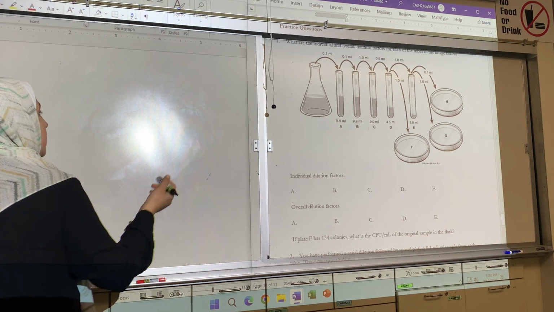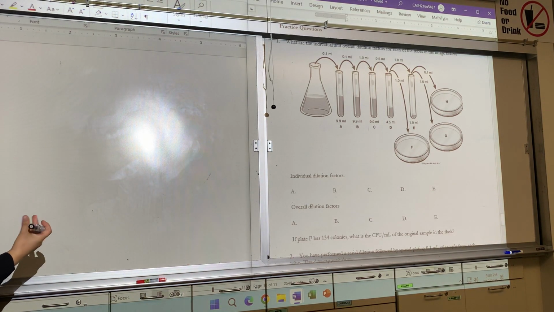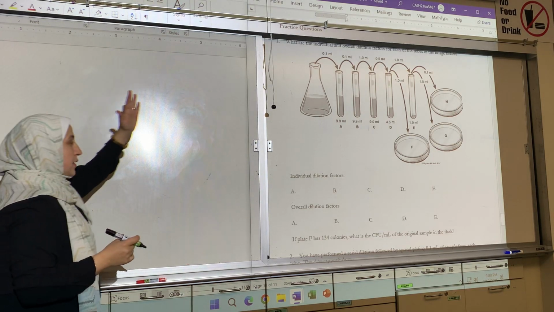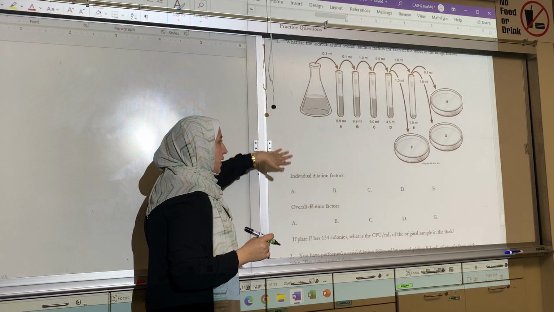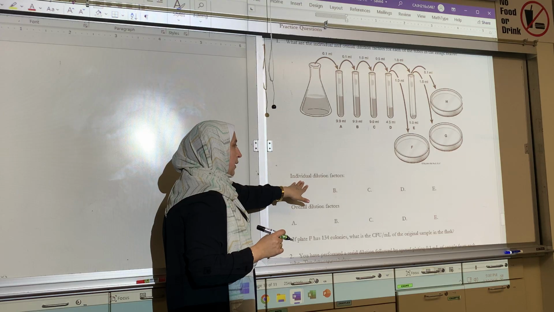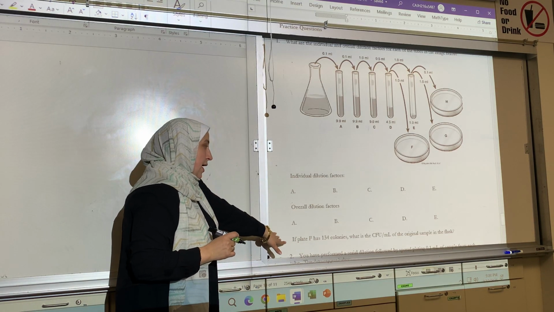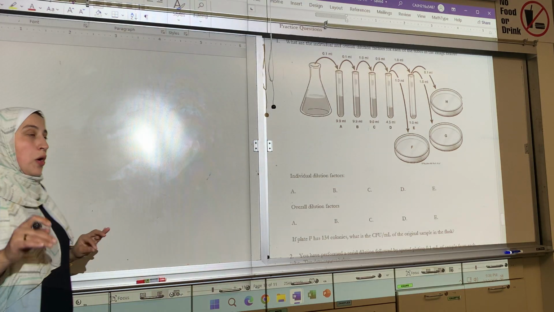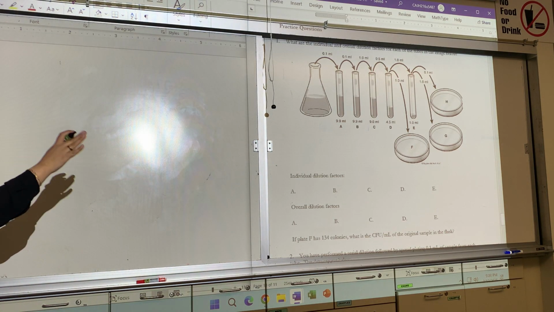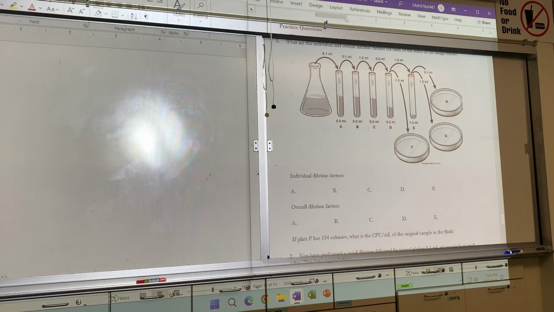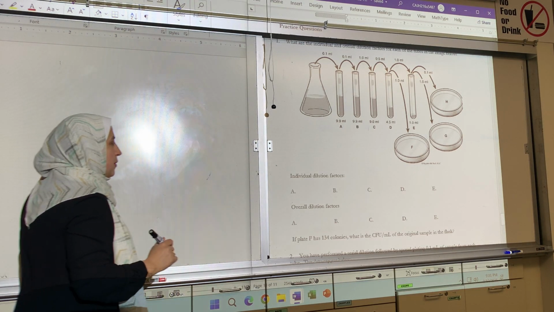Okay, let's look at this practice question from Lab 7. The practice question is going to ask us to do 3 things in this first part: calculate the individual dilution factor, the overall dilution factor, and the CFUs per mil of a single individual plate, which we'll get to in a second. So we're going to need 3 equations to be able to go through these 3 steps here.